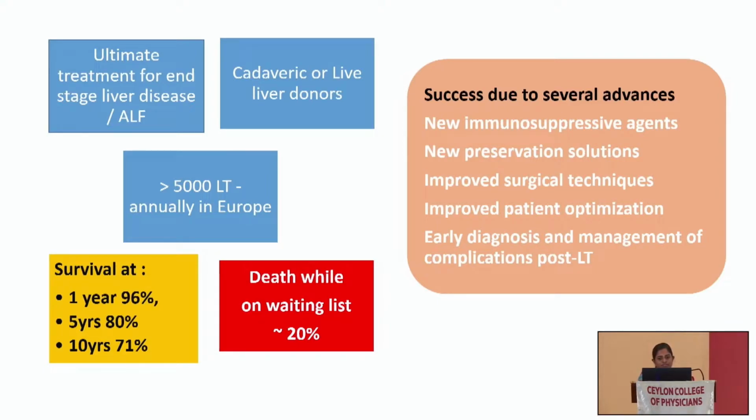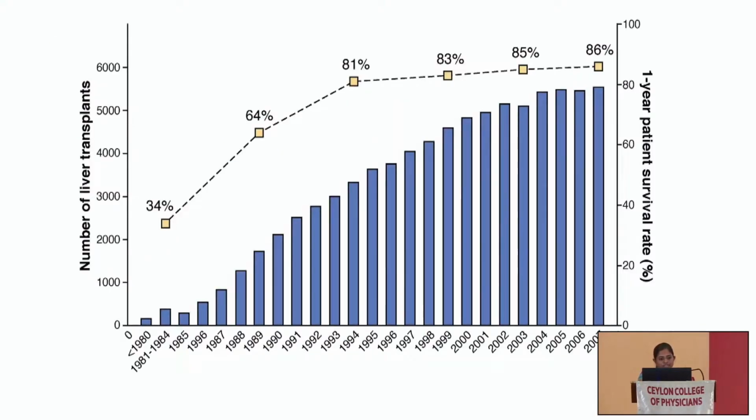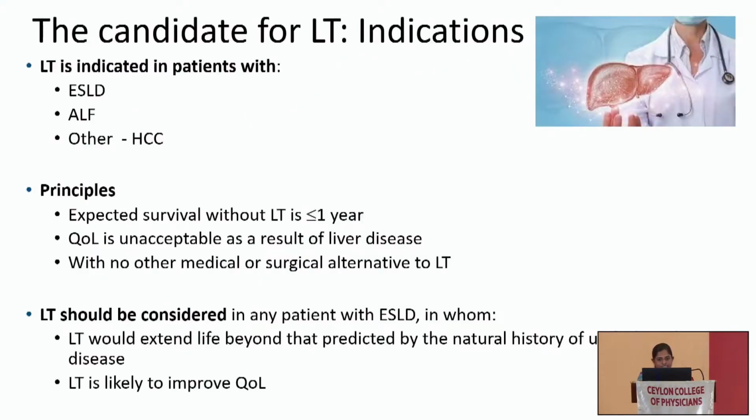The success of liver transplantation has improved dramatically over the 35 years, and this success is due to several advances in new immunosuppressive agents, new preservation solutions, improved surgical techniques, and moreover improved patient optimization and early diagnosis and management after liver transplantation. So this graph clearly illustrates how the 1 year survival rate has improved from 34% at the beginning, and now we are at 86%.